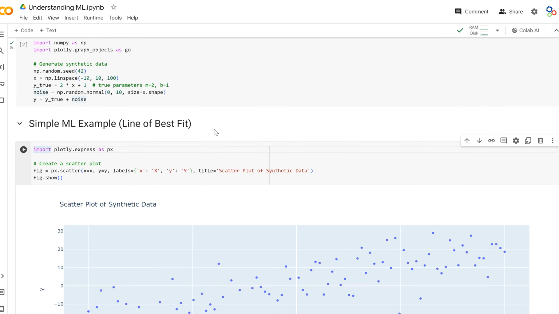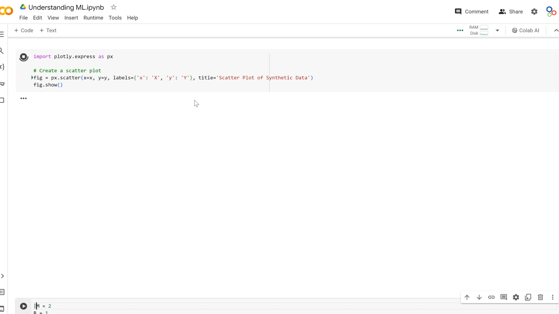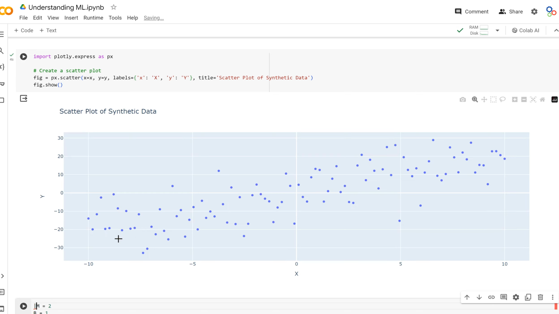And so the simplest ML example that I can think of is the line of best fit. So in this scenario, I'm going to plot the XY relationship that I simulated up above, and just give it a few seconds. And as you can see, there is a clear linear relationship between X and Y here, with some jitter around a straight line because we added in some noise, but it looks to be linear.